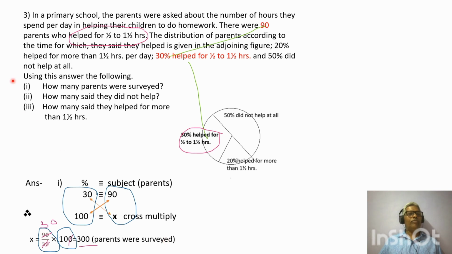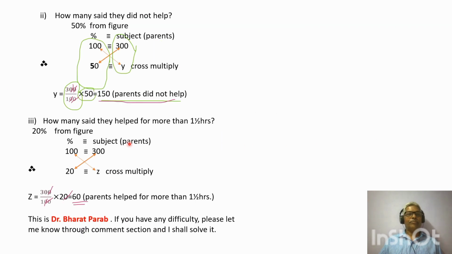We will move ahead to the second answer on the second slide. How many say they did not help at all? Okay, 50%. This is given as 50%. Now you have to say the number, or you have to answer in number. Okay, 100% is 300, then 50% will of course be 150. But you have to show the calculations.